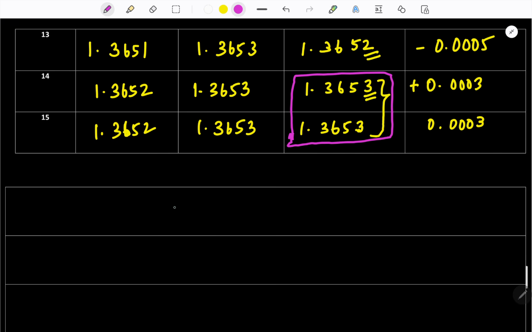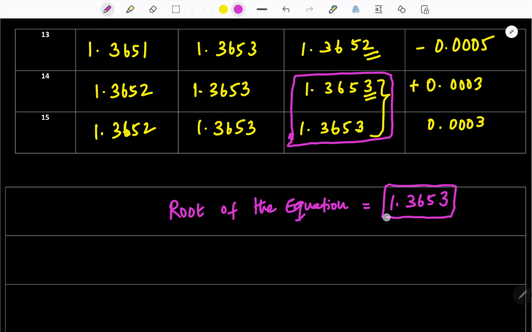So the root of the equation, or solution, is equal to, whatever it is, you can write it. Hence the solution is equal to 1.3653. Right? So already we got it in the calculator in the first one.